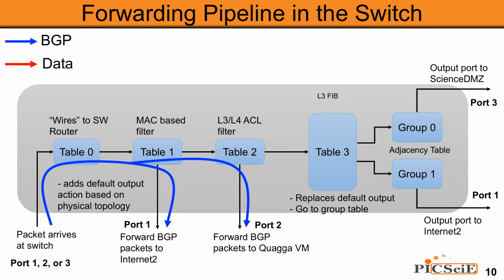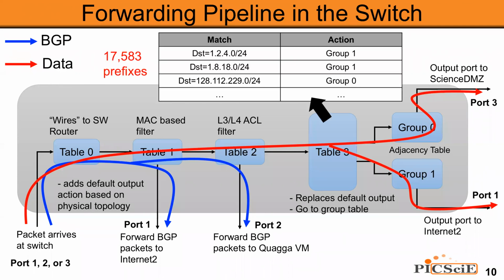So that's how the BGP traffic is dealt with in the switch. Traffic which is not BGP will go through tables 0, 1, 2, but it will not be identified as BGP, of course. And then it'll hit table 3. This is where it gets really interesting, because table 3 is the one that has the prefix matching table, which you will normally see in a BGP, any router actually, right?